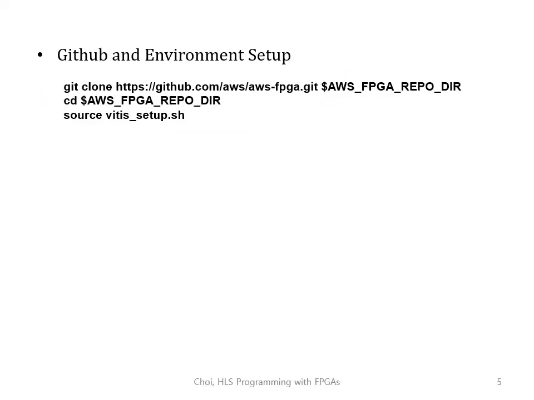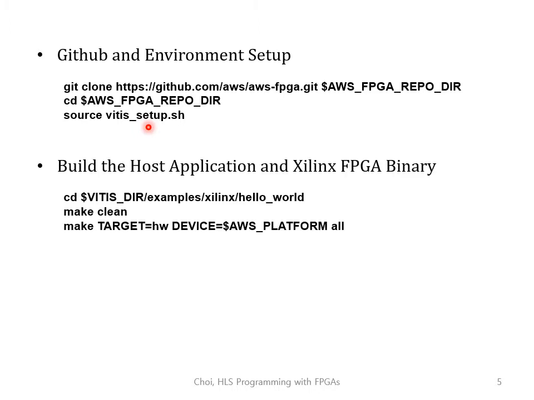After logging into your AWS with your key pair, clone this GitHub repository, go to that directory and source vadd_setup.sh script. Then go to the HelloWorld directory and make clean and build the host application and the FPGA binary using the following command: make target equals hardware, device equals AWS platform, all.